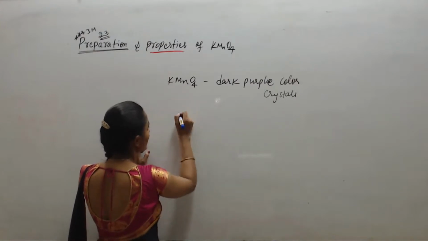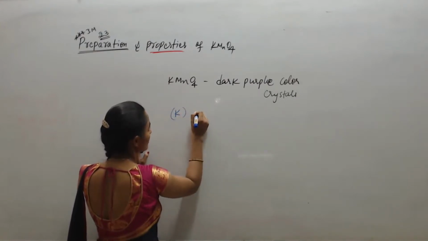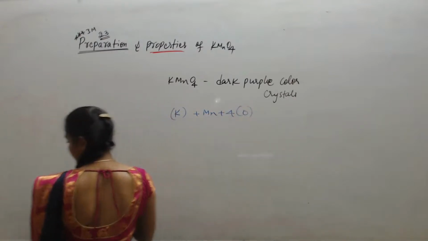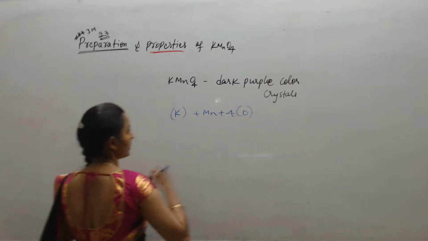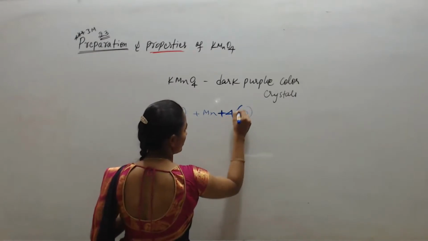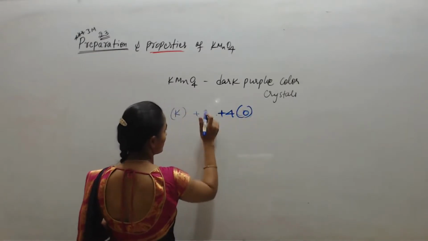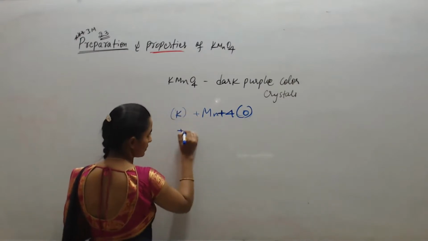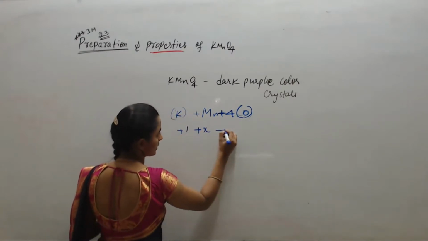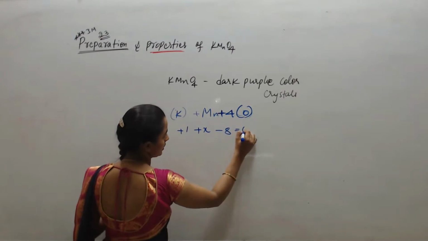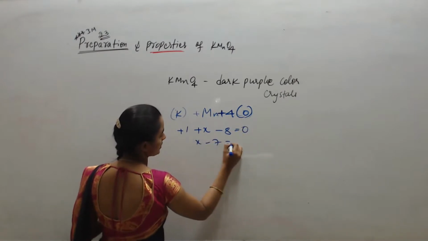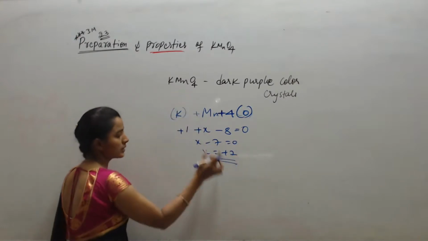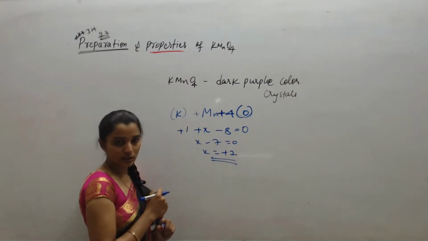So listen, in KMnO4, 1 into potassium plus 1 into Mn plus 4 into oxygen. This one is Mn, this one is potassium. So it is plus 1 plus x minus 8 is equal to 0, x minus 7 is equal to 0, x is equal to plus 7. So here manganese is in plus 7 oxidation state.